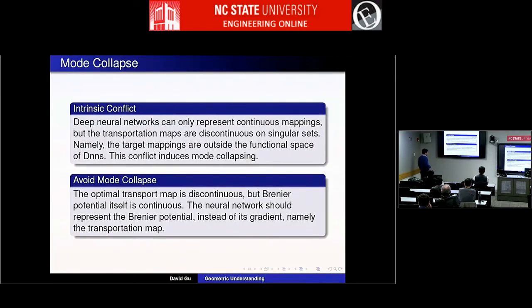So therefore, we see the intrinsic conflict. We know that ReLU DNN or general DNN can only represent continuous mappings, but the transportation maps are discontinuous on the singular set. So this means that the target mapping is outside the functional space of DNNs. Therefore, the training cannot converge, or the training cannot be stable. Then how can we avoid the mode collapse? Basically, we can model to compute the Brenier potential instead of computing the transport map itself. There could be a solution to that.